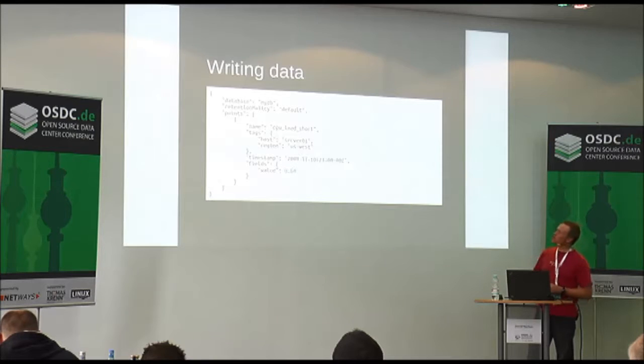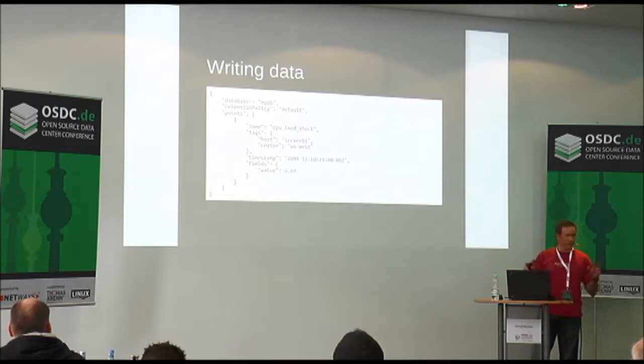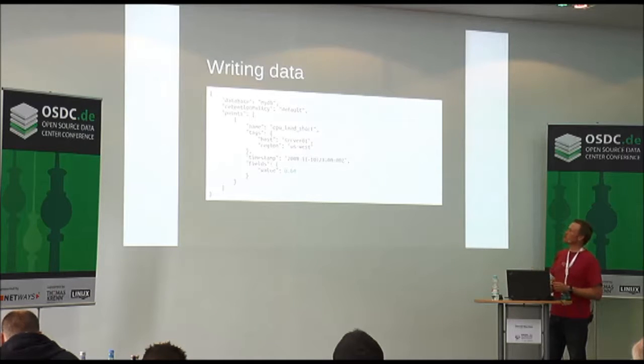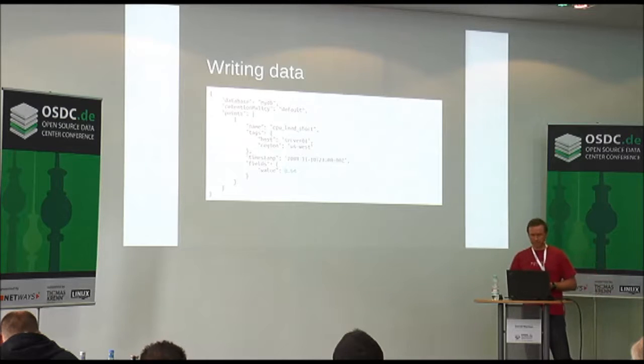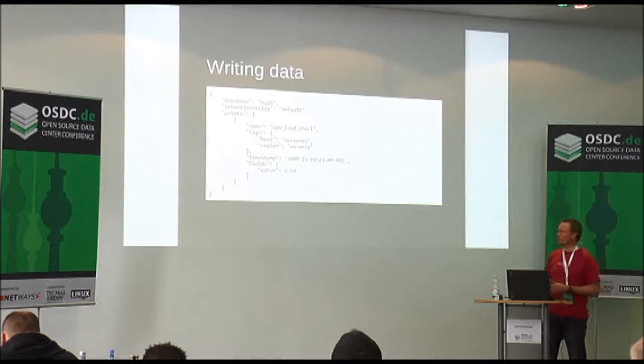But then we have a list of points. The name there, you see cpu_load_short, is what we call the measurement. That would be steps taken, CPU load, temperature, whatever the thing is that you're measuring. And then the tags for where the data came from, timestamp, and then the field values. It's mostly schemaless, except that once you write in a field value, it takes the type from it the first time, and then it expects to always get, for that field, that type of data.